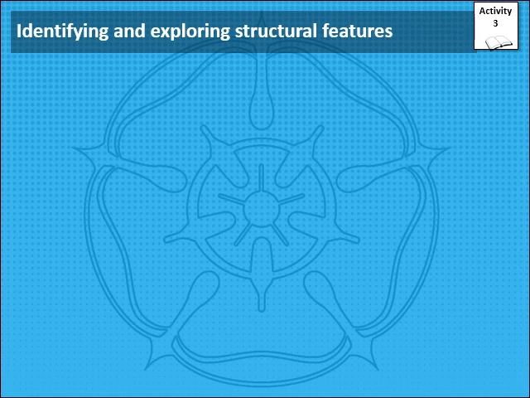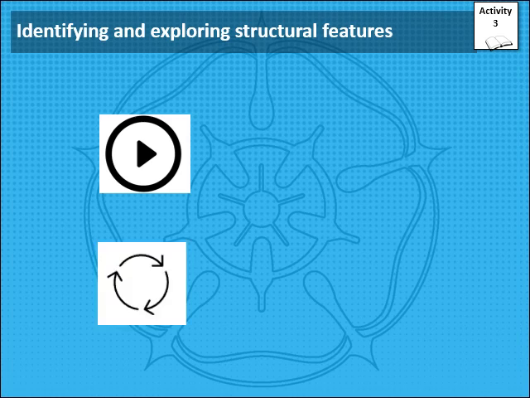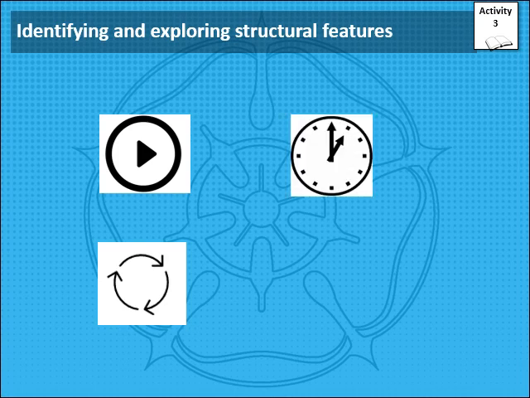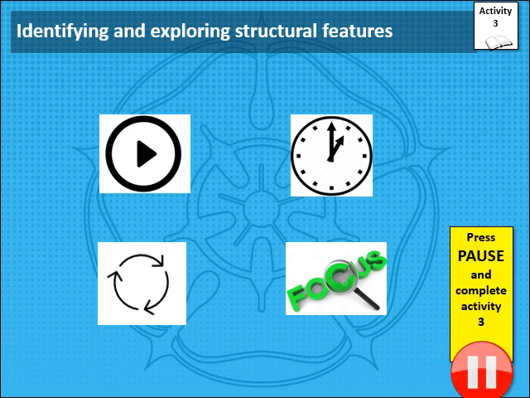I'd now like us to analyse structural features in this text. I've selected 4 for you. Firstly, the effect of the opening sentence. Next, the cyclical structure of the extract, the way the end echoes the beginning. Thirdly, the temporal or time references. And finally, the use of the omniscient narrator to shift the focus. Press pause and complete activity 3, and then press play when you're ready to move on.